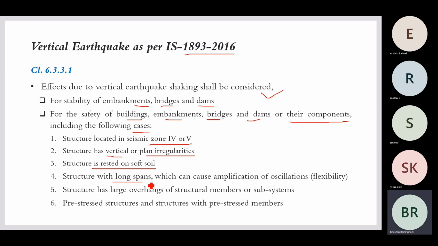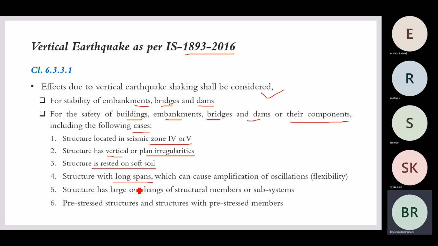Now, structures with long span. This is very, very critical, those structures that are of very long span. What type of structures are long span? Bridges are long span, and pre-stressed structures. In pre-stressed structures, long span beams are provided. The size of the pre-stressed beams is very small as compared to regular beams, and the span is large. So whenever the vertical earthquake comes, it will experience a vibration in the vertical direction, and it will experience a high amount of shear, and it may fail.